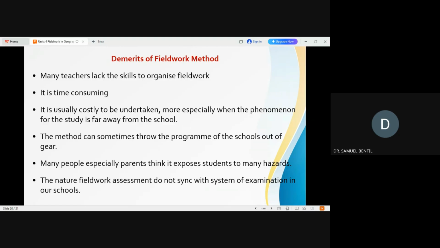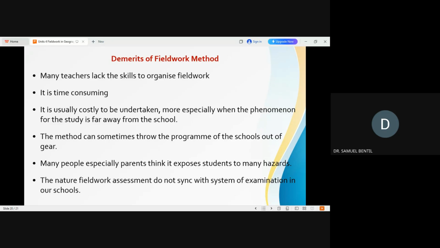Also, the nature of fieldwork assessment does not sync with the system of examination in our schools. You see, when you are using fieldwork, you don't assess fieldwork with paper and pencil exams. It is a technical report they produce that you assess. It is a presentation that they do that we assess. So we assess their presentation skills, their oratory skills, their writing skills, their ability to answer questions, the quality of their slides, and how they present their appearance. These are things that we assess for fieldwork and the technical report they produce.